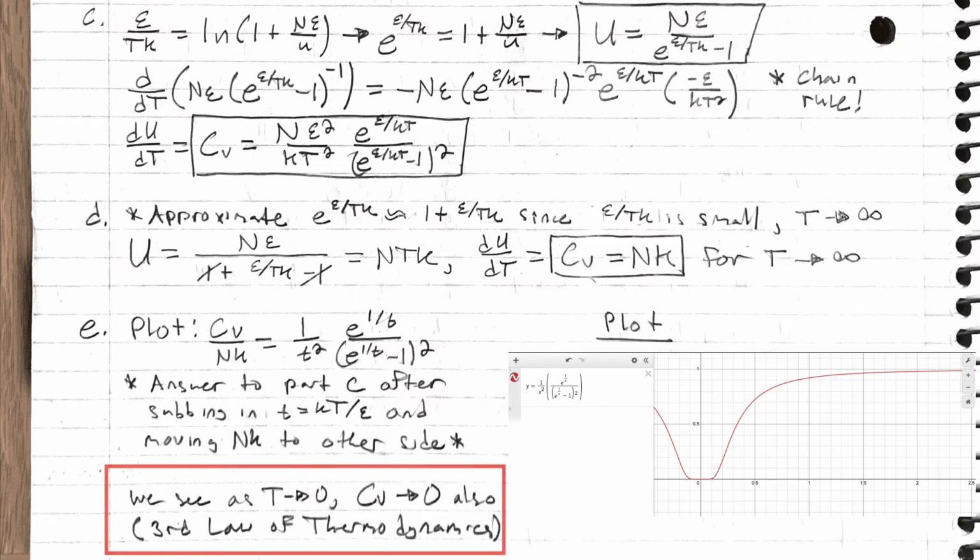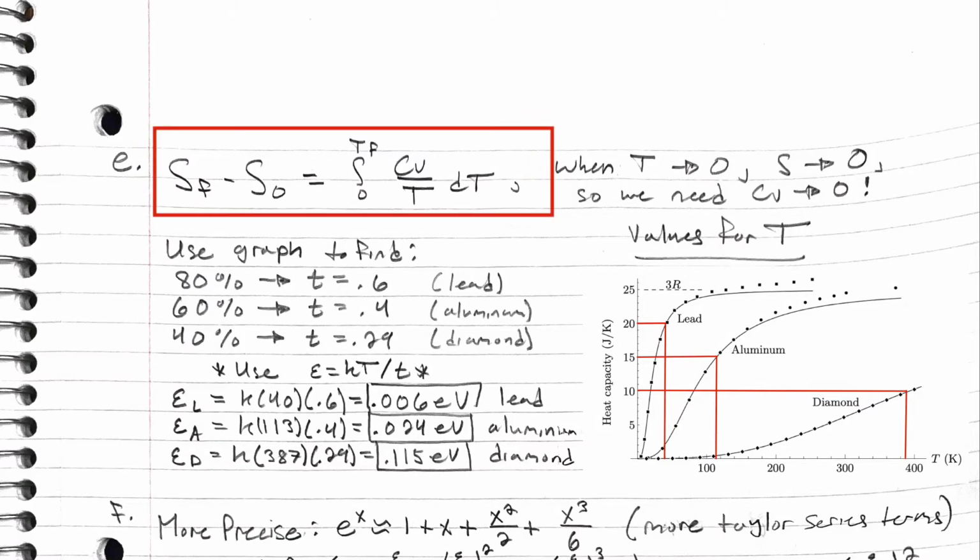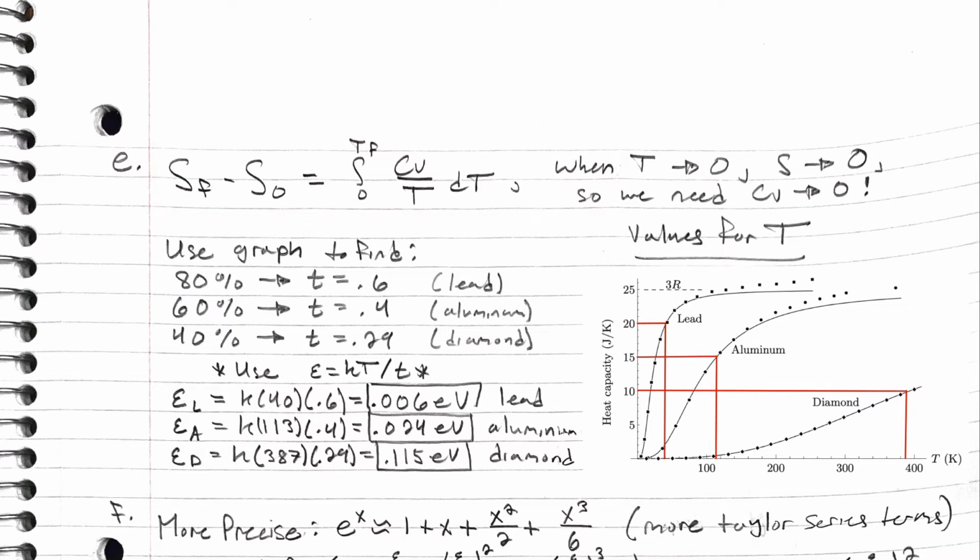So as you can see, as T approaches 0, the heat capacity also approaches 0, which makes sense given the third law of thermodynamics, which gives this relationship here. We know that as T goes to 0, the entropy reaches 0 as well because we have a multiplicity of one state. But what that means is our lower bound of the integral would blow up to infinity unless the heat capacity also reaches 0 at this point. So this answer makes sense.